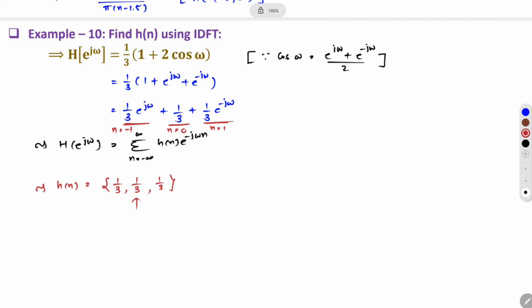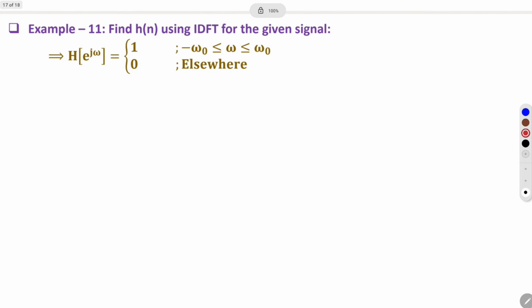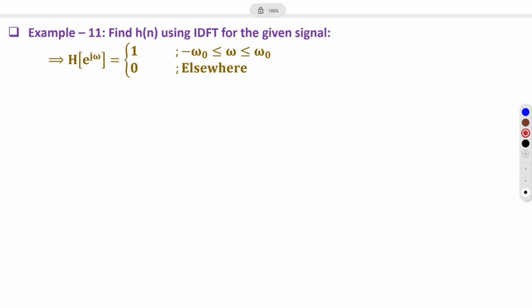Now let me solve the last problem of this video. See here in the last problem we have H of e to the power j omega, and we need to identify h of n using inverse DTFT. So here we will be applying the same equation of inverse DTFT. Let me note down that equation.